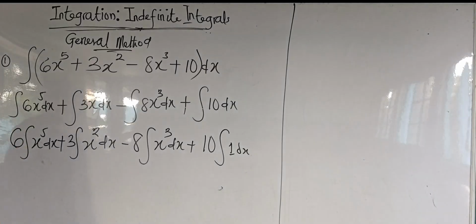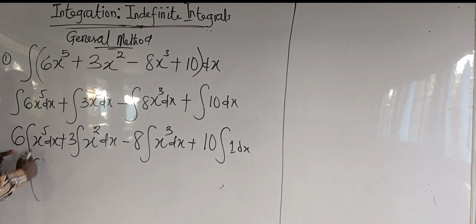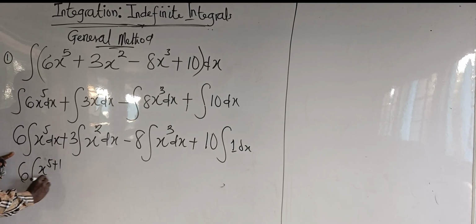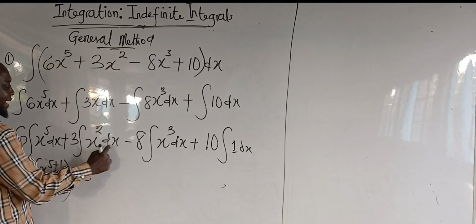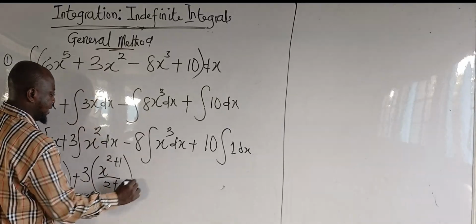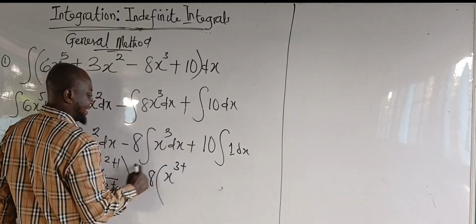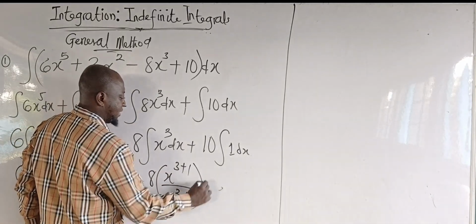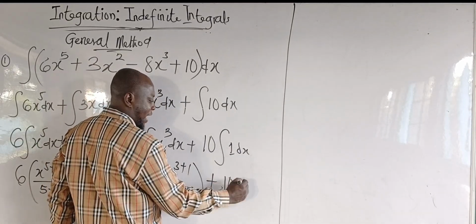Now let's start integrating. The next thing is to integrate. If you are integrating, this integral sign and this dx goes away. So I have x raised to 5 plus 1 here, then 5 plus 1 here, plus this integral and this dx goes away. So I want to integrate now. I have 2 plus 1, then minus the next one, this dx and this integral sign goes away, and then we have 3 plus 1. So plus here I'm having this 10 here. Now if you integrate this one, we're having x here.